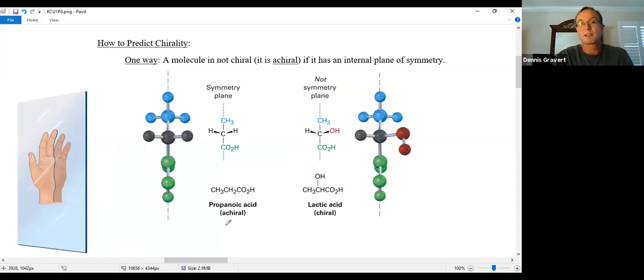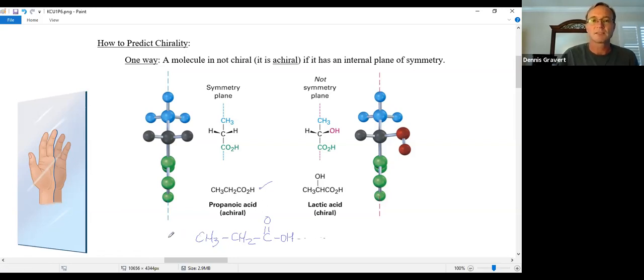We've got propanoic acid here. You've got the condensed formula here. If we expand it a little bit, that's CO2H. We're going to have to get used to that. That's the abbreviation for a carboxylic acid. Now you have to see if there's a way to cut this in half.